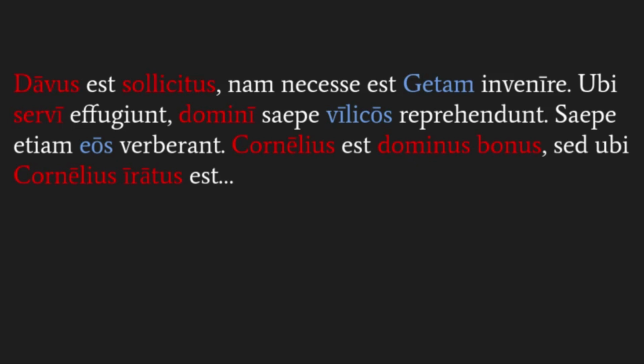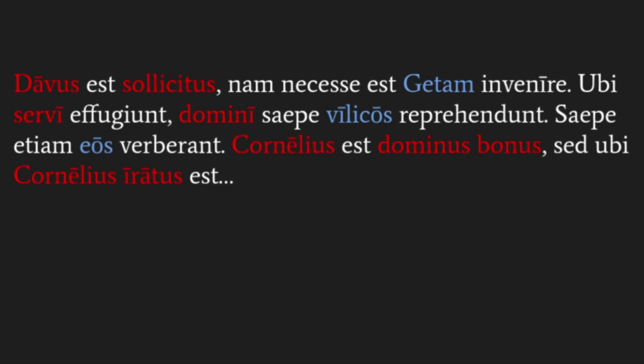So we have Davus est solicitus, nam necesse est Getam invenire. That's our first line. So Davus is anxious. And remember, he was anxious last chapter too because Geta ran away. So you're saying Davus is anxious or worried because, nam, it is necessary invenire, to find. There's our complementary infinitive, right? Necesse est goes with an infinitive. So it's necessary to find. Who are we looking for, or who is it necessary to find? Getam, our direct object, Geta, the slave who ran away.